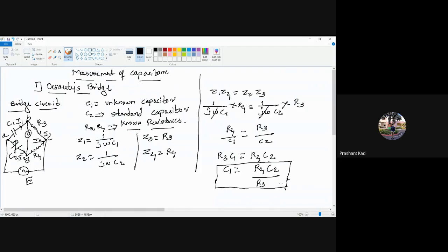It is a simple bridge to find the capacitance. And also this is a simple experiment in the measurement lab. Even in one step, you can find the capacitance. The bridge will be balanced.